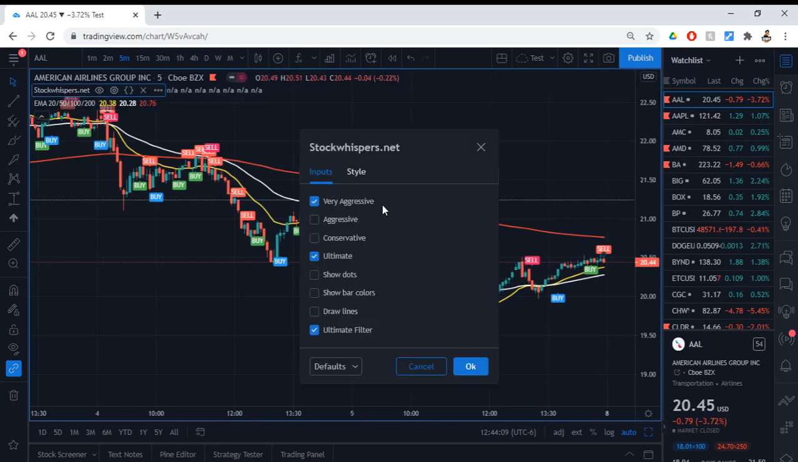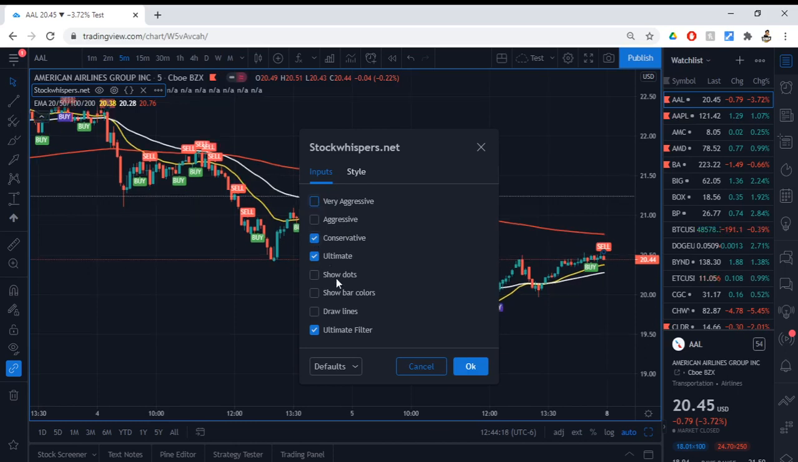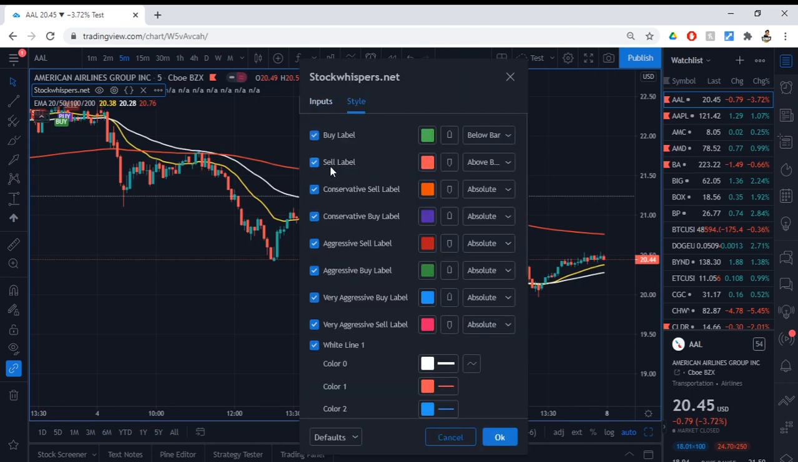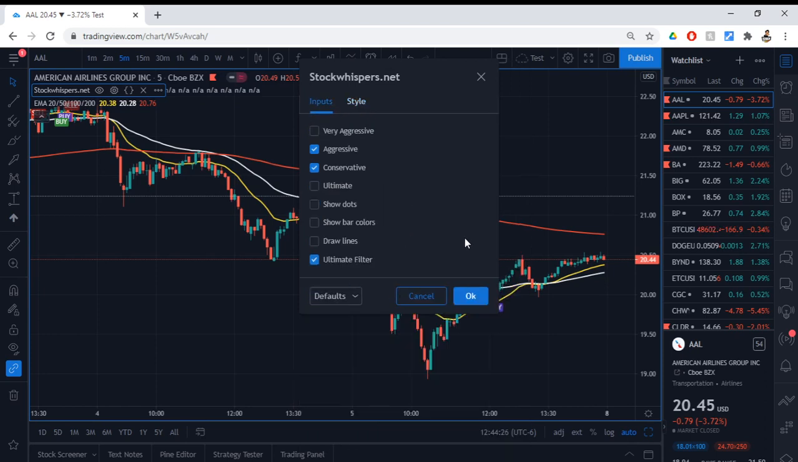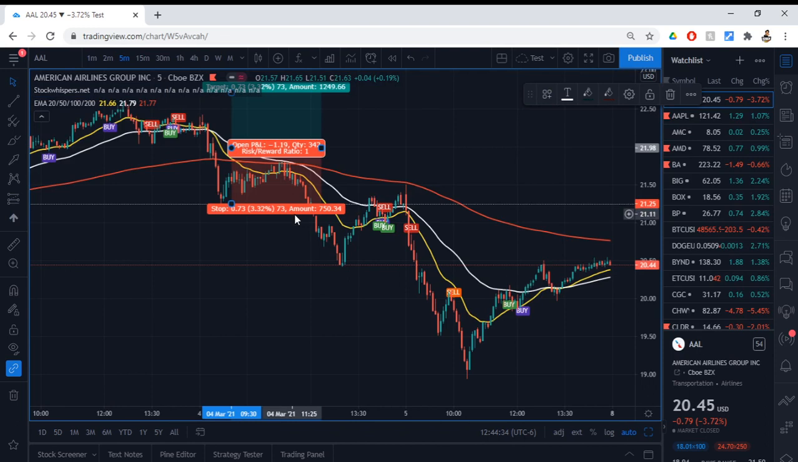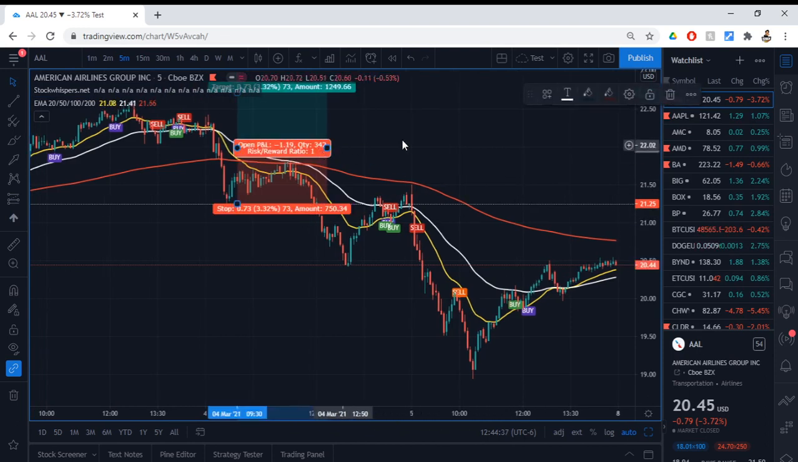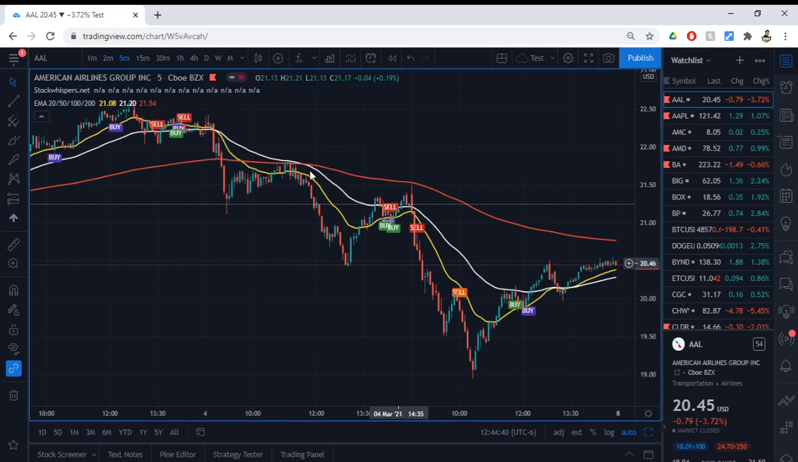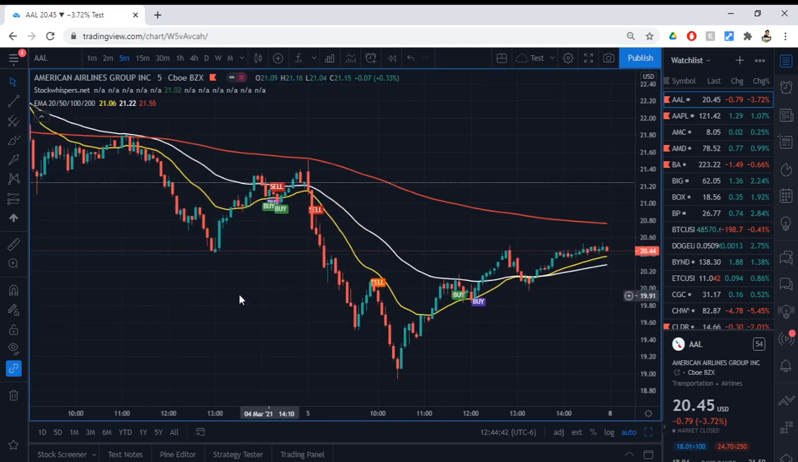This is completely up to you. If you're comfortable using both, or if you're comfortable using the conservative and the ultimate, or the aggressive and conservative, that's completely up to you. You can use it however you want. I just say to paper trade it with these signals to see how it worked out based on your strategy in the past. Okay. Any more questions?